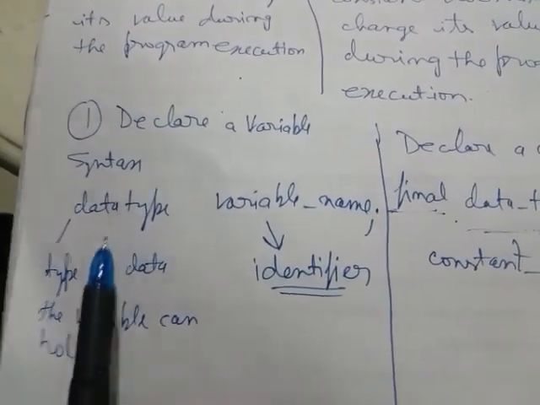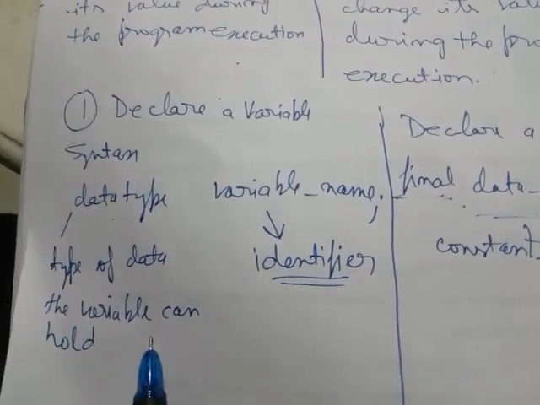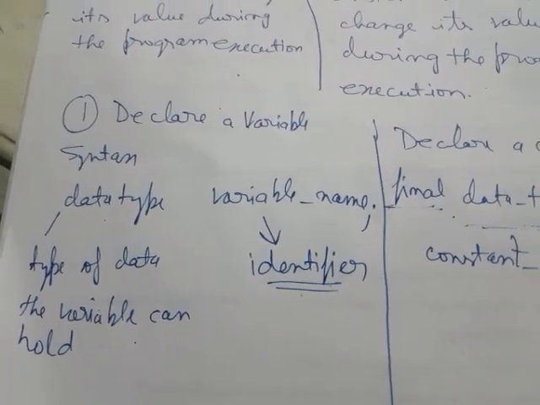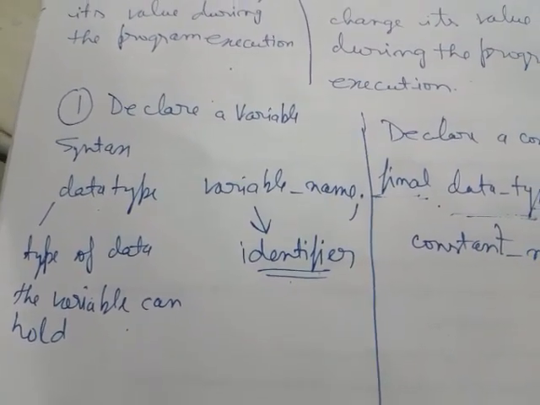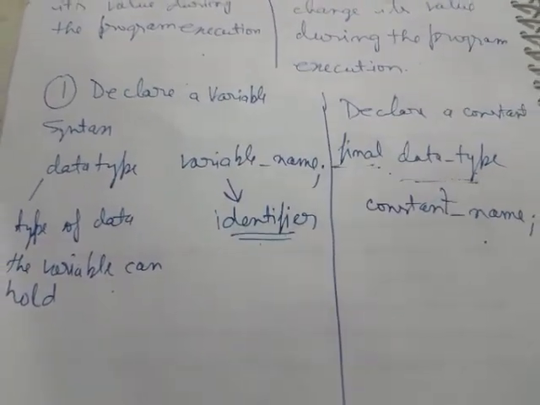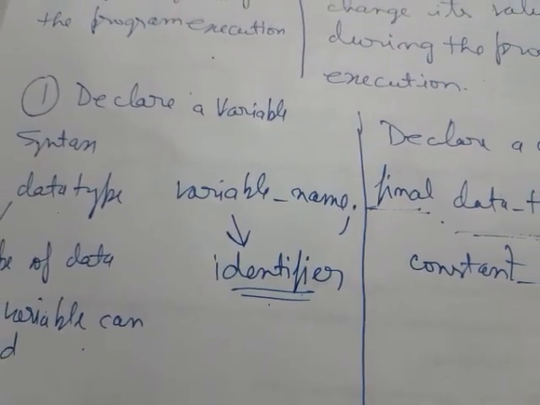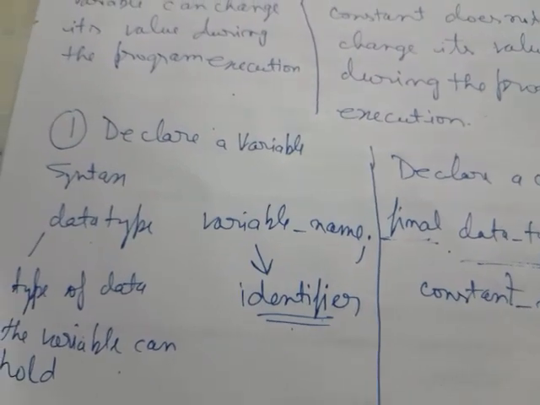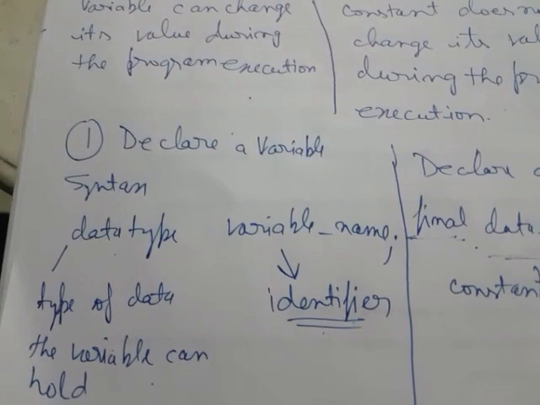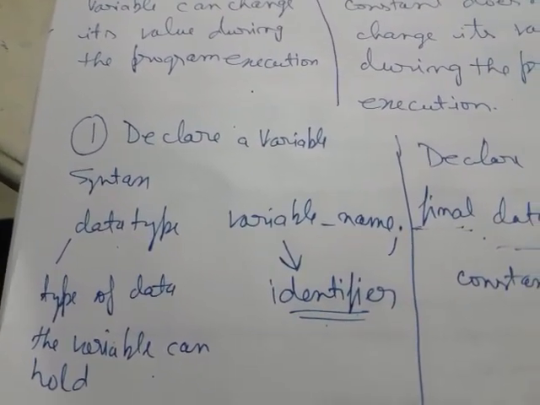What is data type? Data type is basically the type of data the variable can hold. Variable is nothing but an identifier. As we have used the name of the class, similarly variable name is also there. So variable, similarly like a class or any other identifier, cannot be a keyword. It cannot begin with a digit. There should not be any space in between. You do not use any arithmetic operator or any other operator within the variable name, right? So we need to take care of that while declaring a variable.